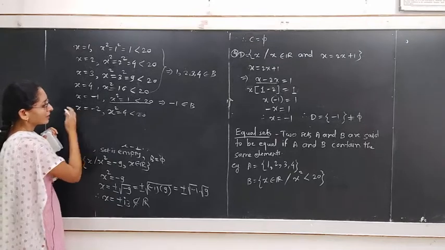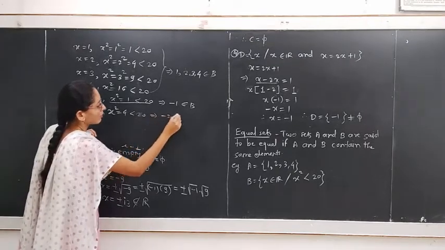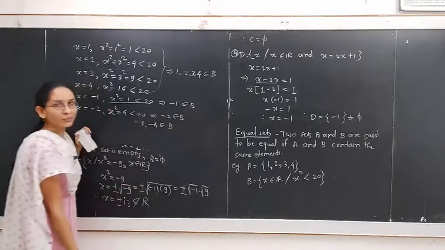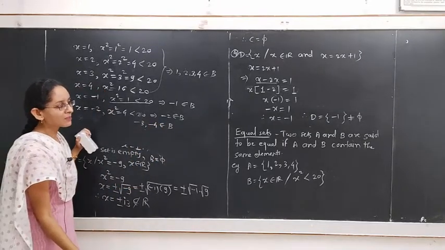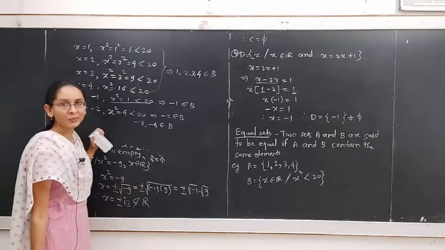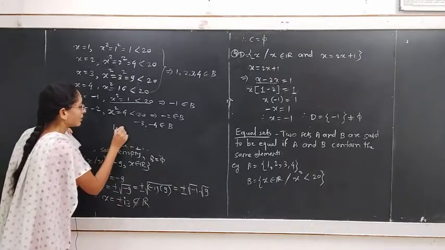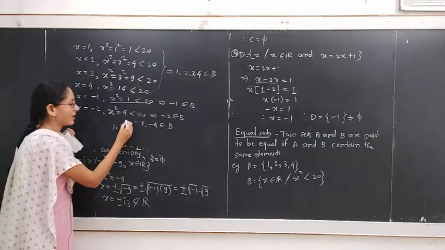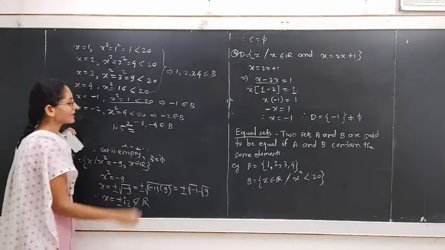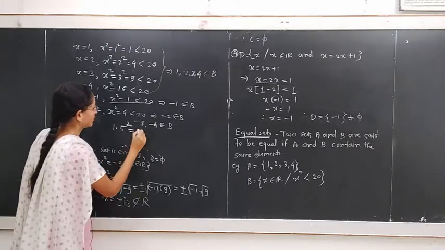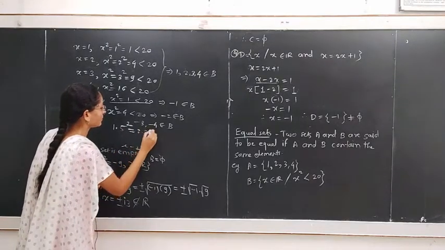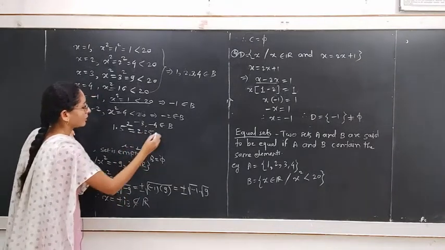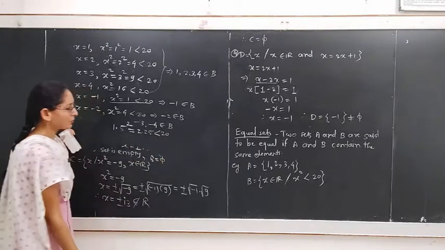Similarly, the elements -3, -4 belong to set B. Also, there are some other elements that belong to set B. If we consider the element 1.5, this is a real number. If we consider its square, then it is equal to 2.25, which is less than 20. Therefore, 1.5 belongs to set B.